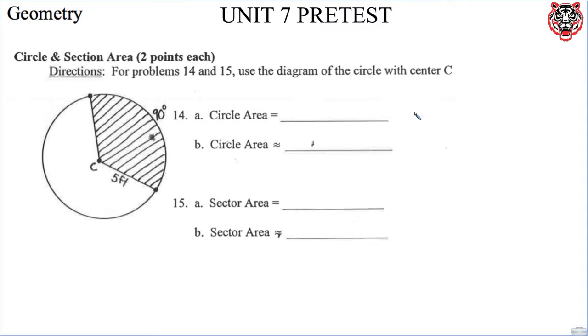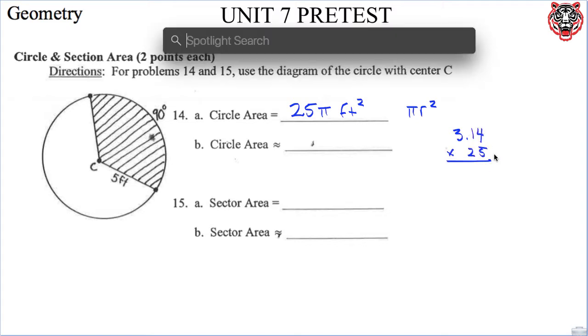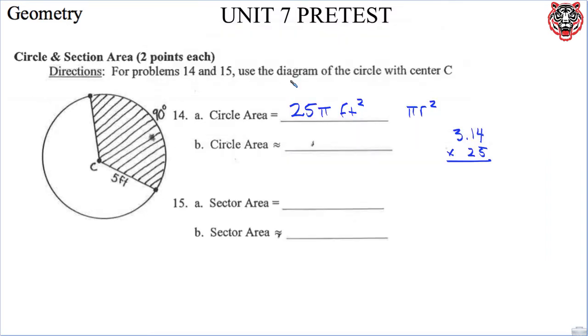Number 14, circle area. That's, again, pi r squared. And we know what the radius is. It's 5, so 5 squared is 25. 25 times pi. And don't forget your units. It should be feet squared. All right, circle area approximately equal to, again, so I would be doing 3.14 times 25 on my piece of paper, but I'm going to do that with a calculator, so 3.14 times 25, and that's 78.5, 78.5 feet squared.